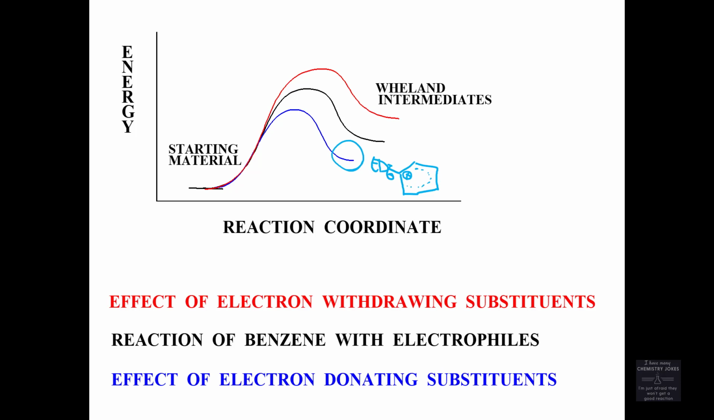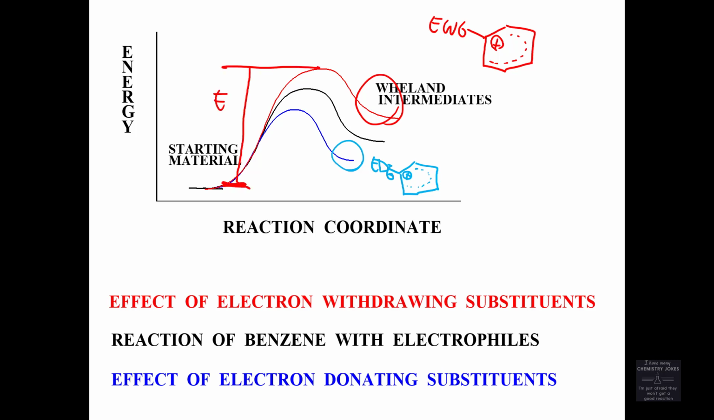An electron withdrawing group makes valence structures that are less stable. That's because when you have an EWG connected, and there's a positive right next to that EWG, that's not great at all. So electron withdrawing substituents make valence structures less stable than benzene. Electron donating substituents make valence structures more stable than benzene. Because of that, the reactions are faster and slower accordingly.